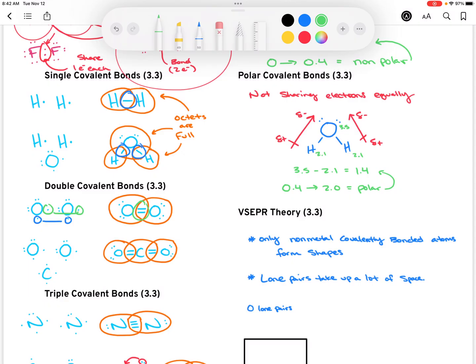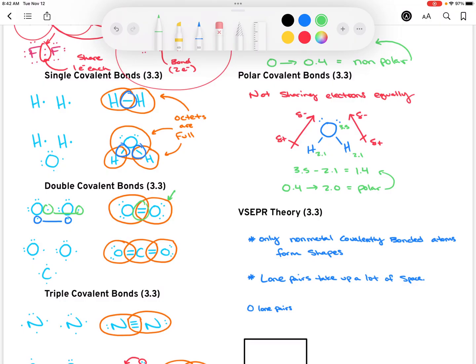And so they both need 2, so why don't they just share that lone electron so that they can both have a full octet? And that's what these orange circles are doing, showing you that they have a full octet. That's how you know you've got it balanced, all right? Because you want each element to have a full octet.